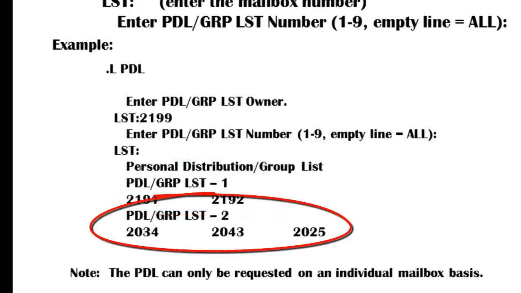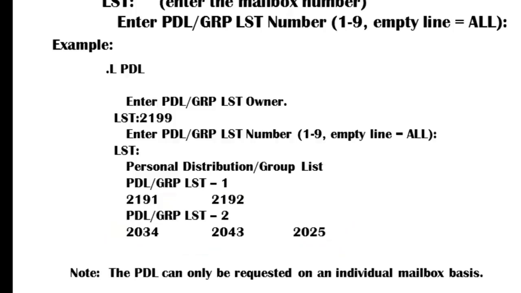In this example, we are looking at user 2199 for all defined PDLs, in which we see PDL 1 with members 2191 and 2192. PDL 2 is also configured with 3 members, 2034, 2043, and 2025. Please keep in mind this report can only be requested on an individual mailbox basis.